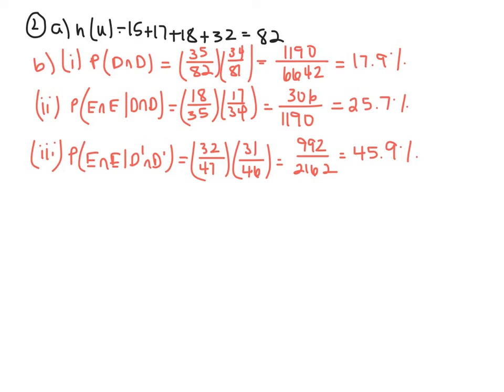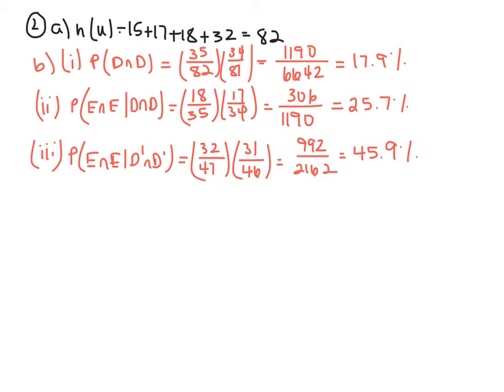For the second person, I've already picked somebody with an iPhone, so one iPhone and one person total are gone. So the chance that I pick another person with an iPhone is 17 out of 34. So I'm going to multiply those together. The chance that I pick two people with iPhones, given that I know they have iPads, is 306 out of 1,190, which is about 25.7%.